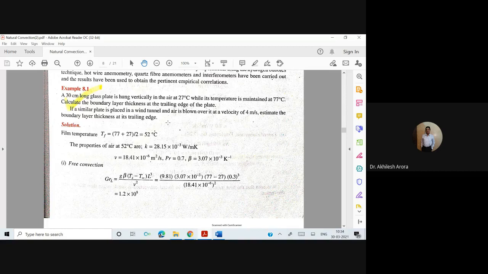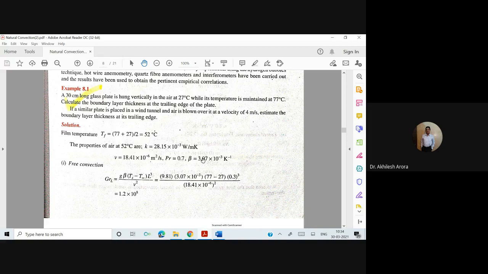The first thing is to calculate the film temperature, 77 plus 27 divided by 2, which is 52, and corresponding to this value of 52, the properties are seen from the tables. This is the value of the thermal conductivity. This is the kinematic viscosity, which you can see from the tables. This is the Prandtl number. As I have already told you, for air the value of the Prandtl number is somewhere in the range of 0.7. So it will be hovering around this particular value when the temperature changes.